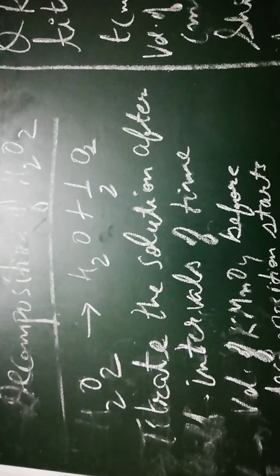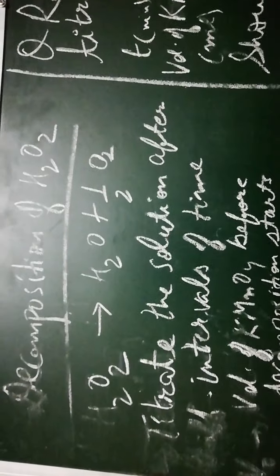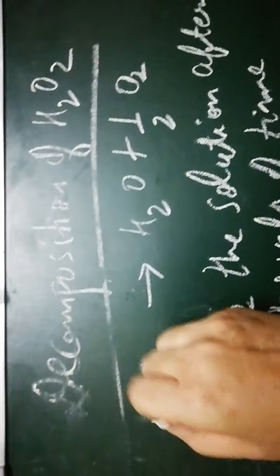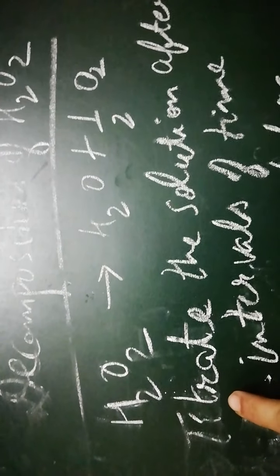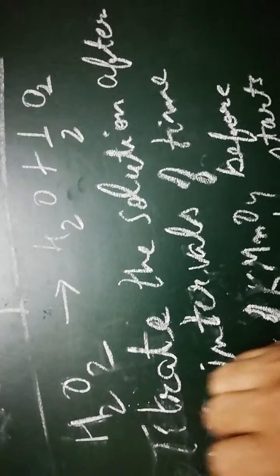So let us discuss the last example of first order reaction, that is decomposition of H2O2. So how does this reaction proceed? H2O2 gives us water plus half of oxygen. So how can we study this reaction? We can study this reaction by titrating the solution after different intervals of time.